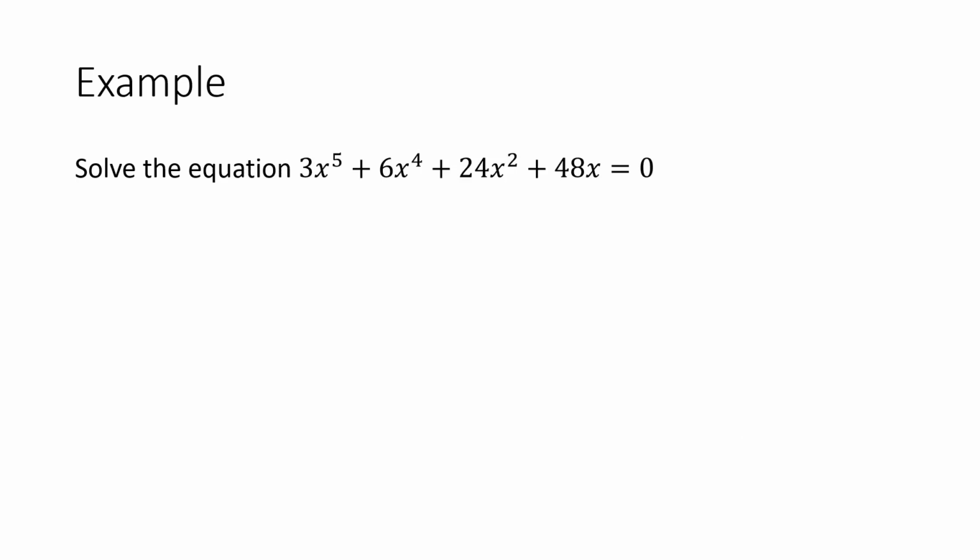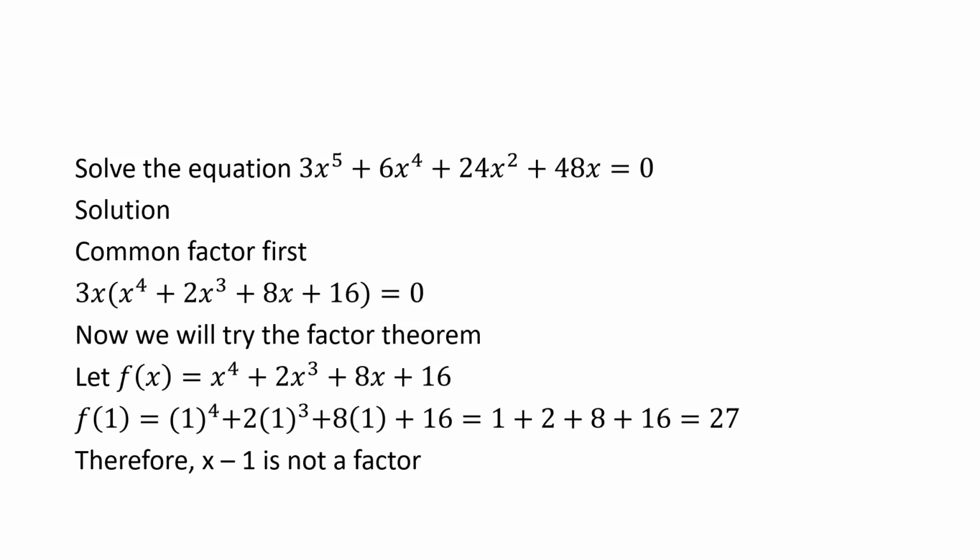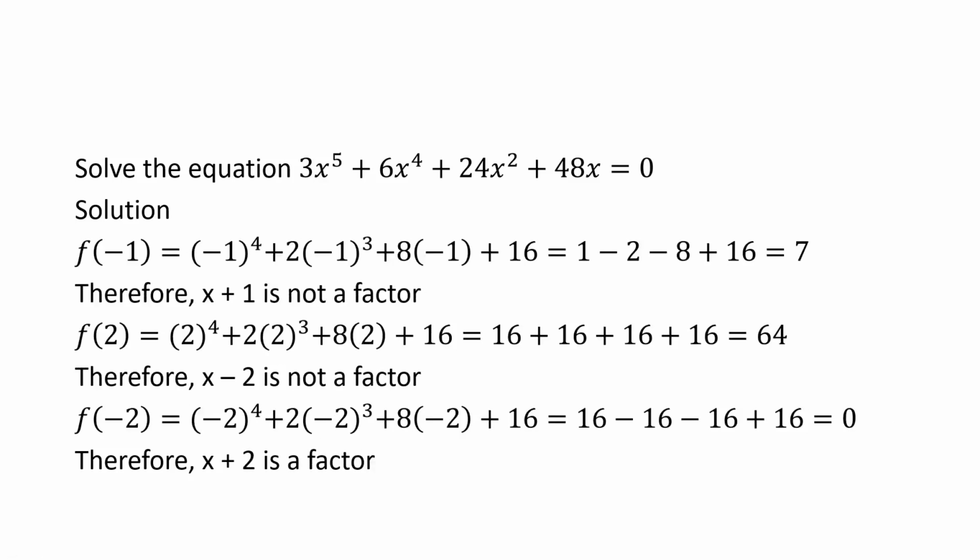What if we want to solve this equation? Well, what we do right away, we say one side equals 0. That's good. And we see an opportunity to common factor out 3x, so we do that. Now, we've got a fourth degree polynomial, and we're going to try the factor theorem. We see when we plug in an x value of 1 to this fourth degree polynomial, we get a non-zero evaluation. When we plug in an x value of -1, we get 7. When we plug in an x value of 2, we get 64. So far we're out of luck.